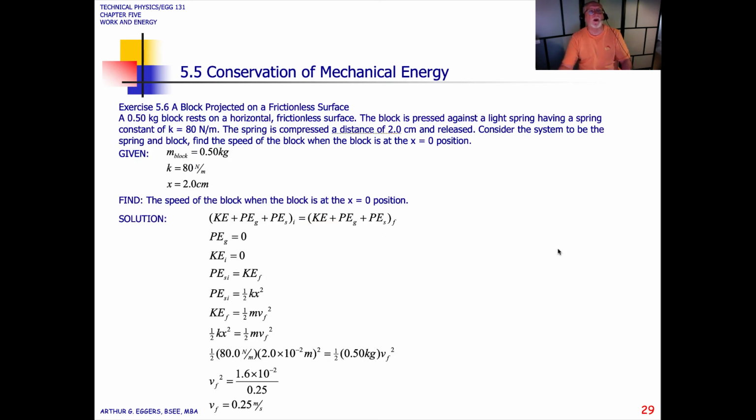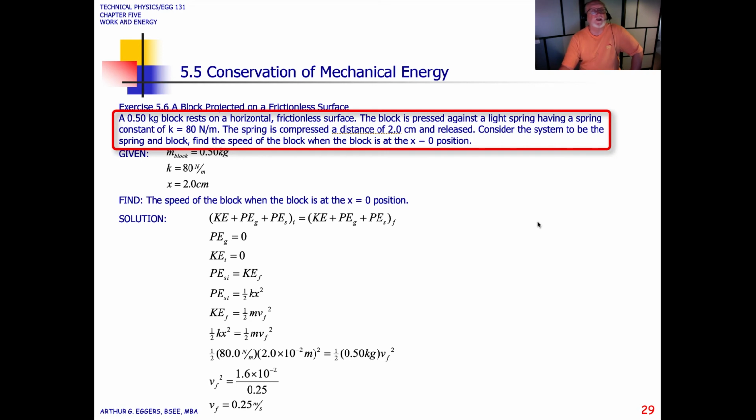So we can look at a problem here before we move on to the next video. A 1/2 kilogram block rests on a horizontal frictionless surface. Okay, they made it easiest, no friction. The block is pressed against a light spring. Okay, remember what I told you about light springs and light strings? That means that the mass of the spring does not come into play.